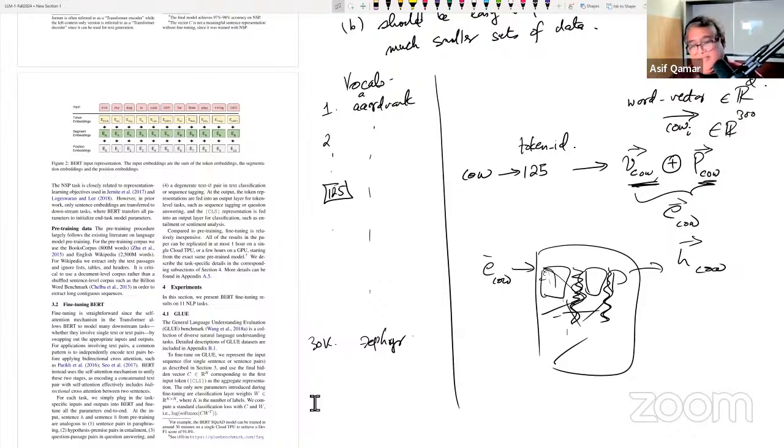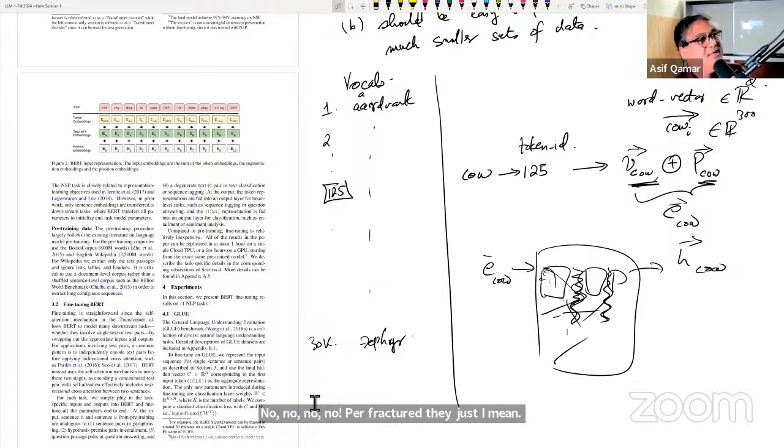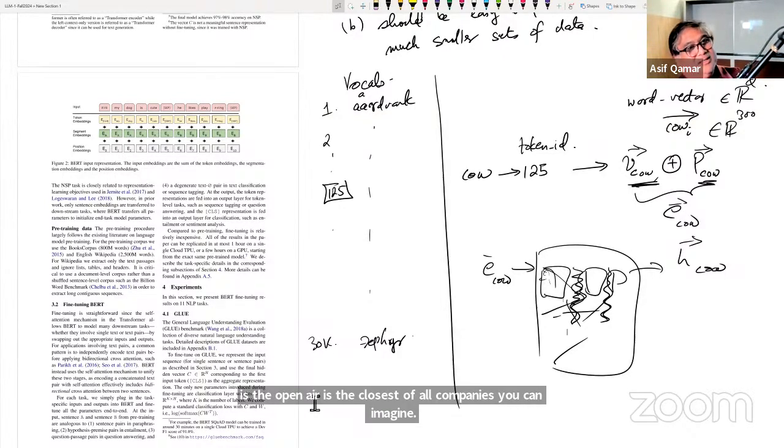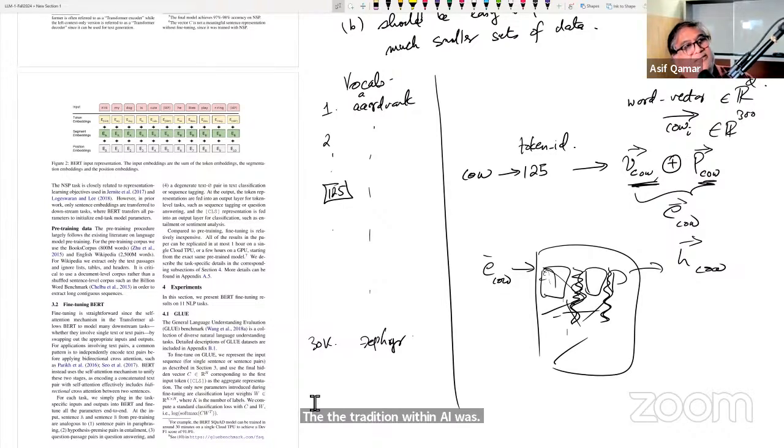No, proprietary. It takes so much effort. See, what happened is that this whole trend of not releasing models, this disease, has started only very recently. And I would say it has sort of started with OpenAI, which is the closest of all companies you can imagine. The tradition within AI was that, think about it this way: to train any of these models is an environmental disaster.